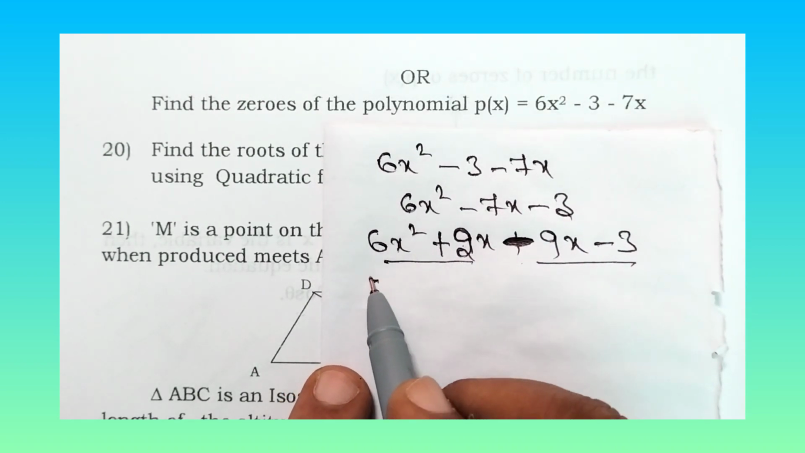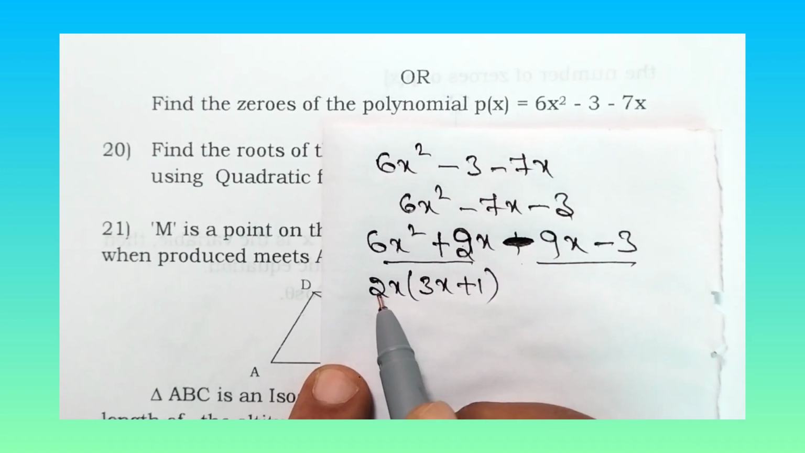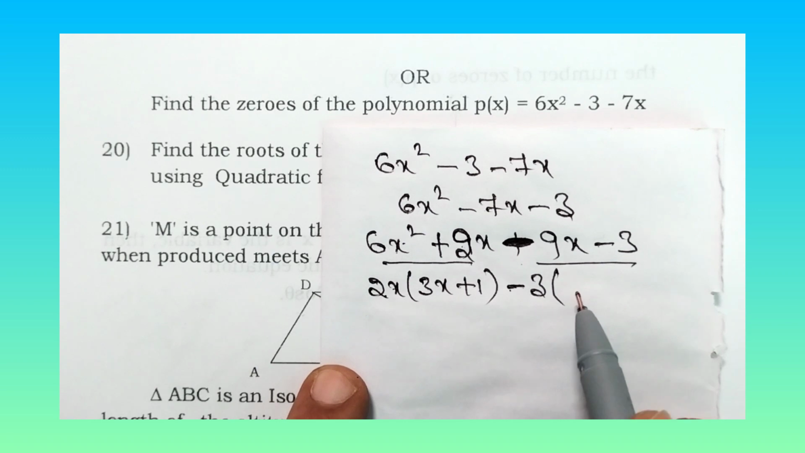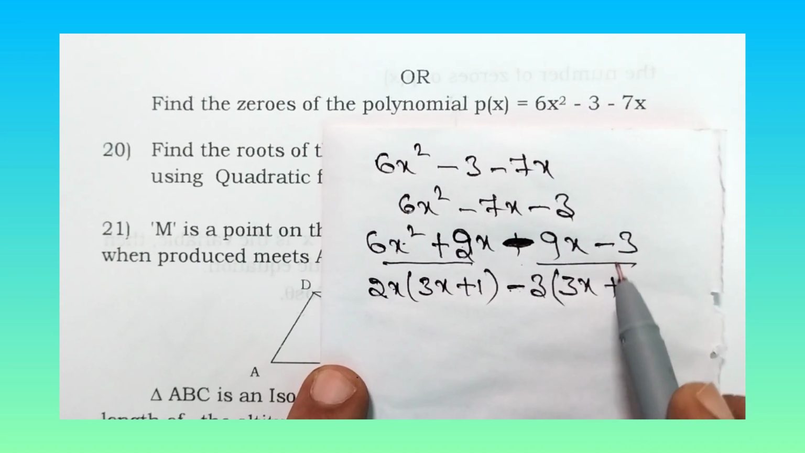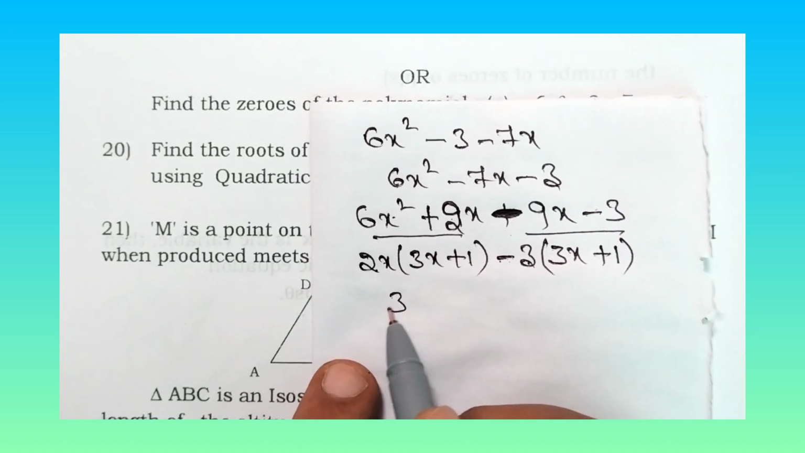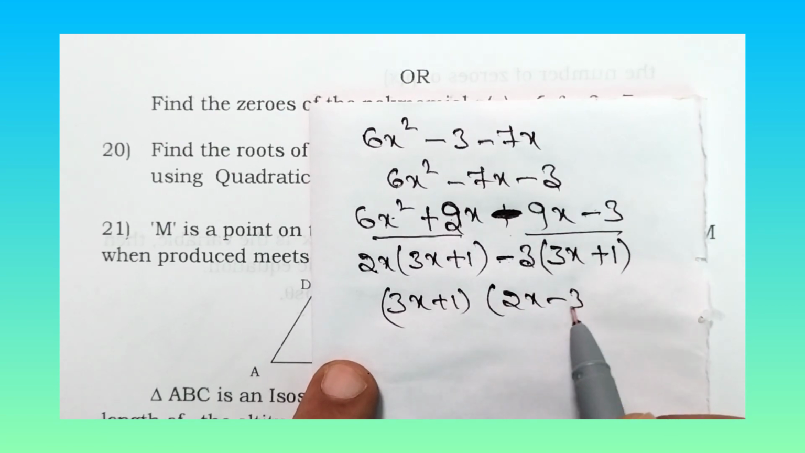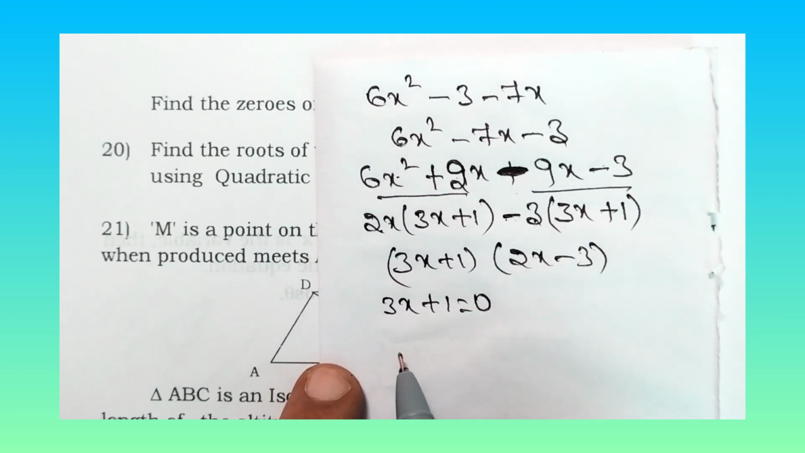So now here 2x is common. Remaining is 3x plus 1. 2 3s are 6. X into x, x square. 2x 1s are 2x. So here minus 3 is common. If you take minus 3 common, 3 3s are 9x. Minus into plus is minus. 3 1s are 3. What is common to both? 3x plus 1. What is the remaining? 2x minus 3.